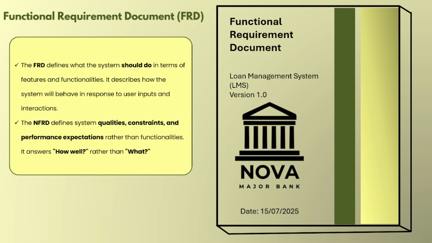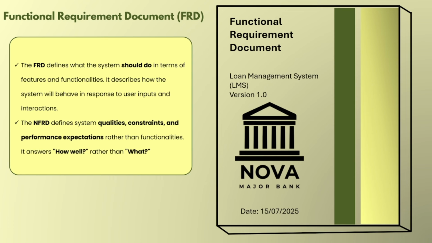Well, in other words, the non-functional requirement document doesn't care about what features are there. Instead, it focuses on how well the system performs. It answers things like: should the system be fast, should it support 10 users or thousands of users, should it work 24/7 without crashing, should the data be secure.